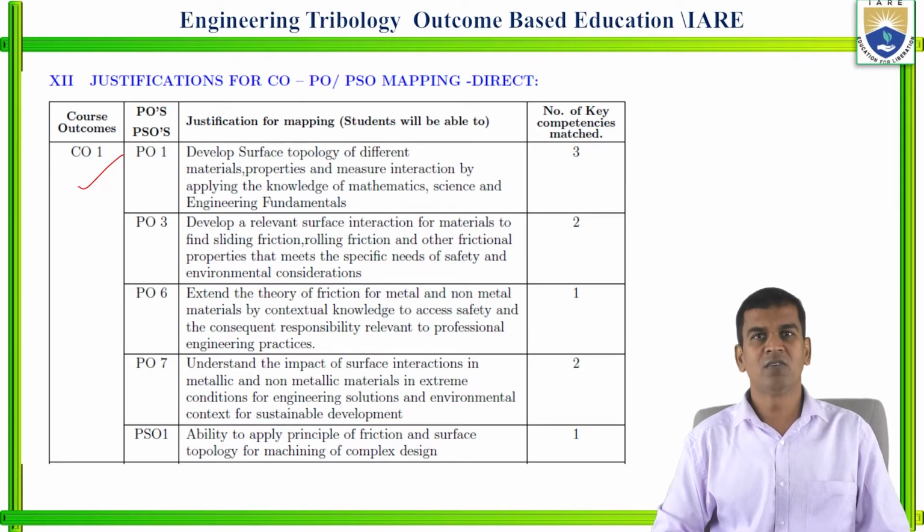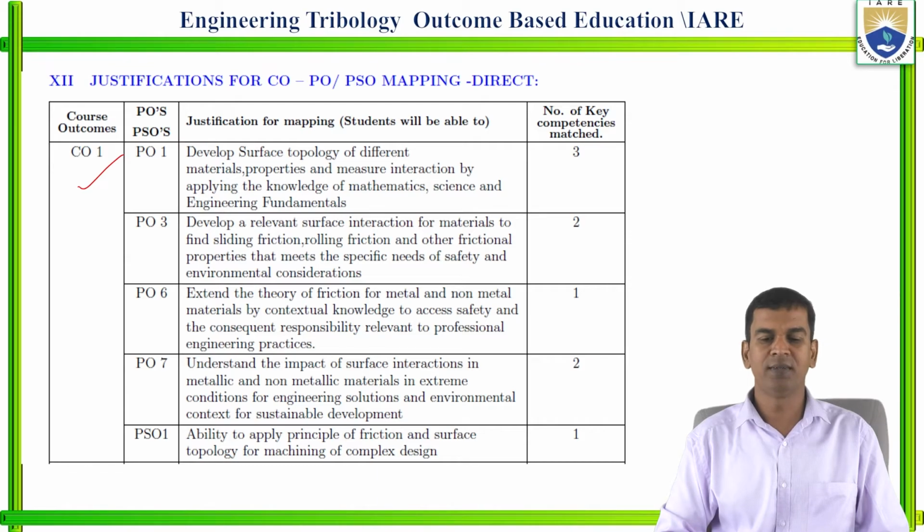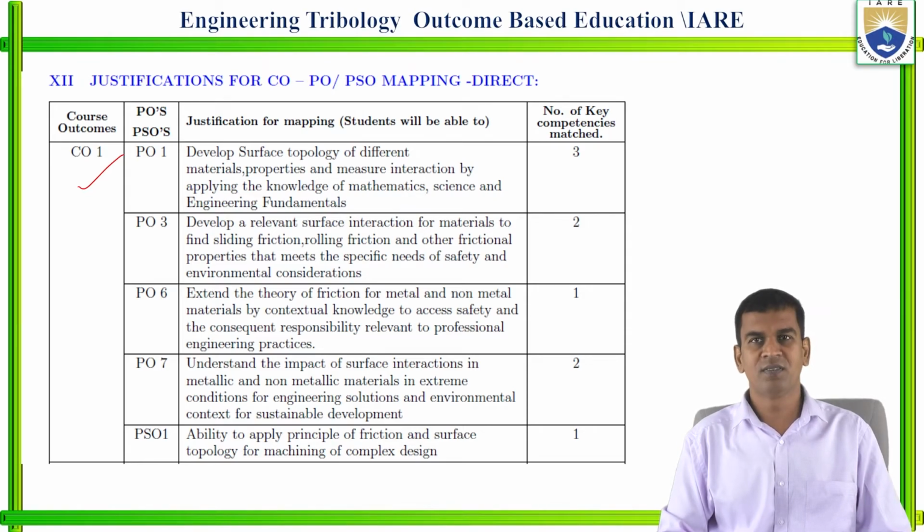CO1 is also mapped to PO3, which is to develop a relevant surface interaction for material to find the sliding friction, rolling friction and other frictional properties that meet the specific needs of safety and environmental condition. Here key competencies are 2. PO6 is also mapped to CO1. Here we extend the theory of friction for metal and non-metal materials by contextual knowledge to assess the safety and consequent responsibility relevant to professional engineering practice. Here key competencies are 1.